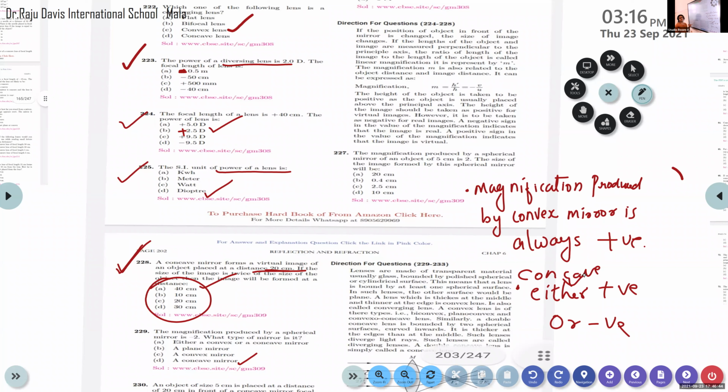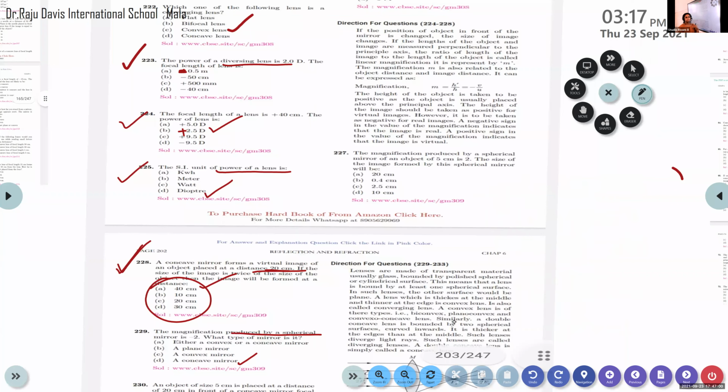Is it right? No, ma'am. Why are we not taking the plane mirror? Because the given case is a spherical mirror, and a plane mirror is not spherical. That is one reason. And what is the magnification produced by a plane mirror? It's a constant value. It is +1.